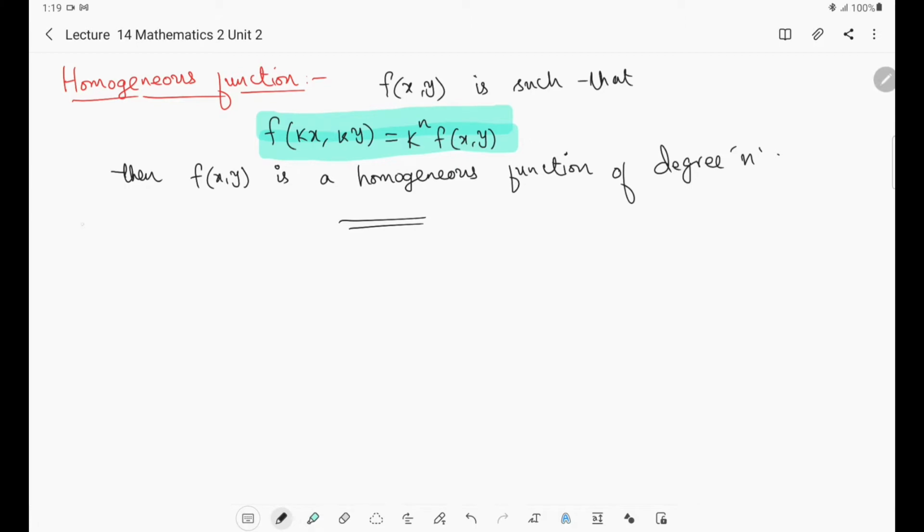We will see a few examples. Let us consider the first example. Suppose I am having the function f of x comma y equals x square plus y square plus xy.